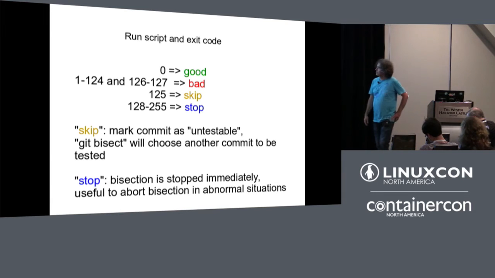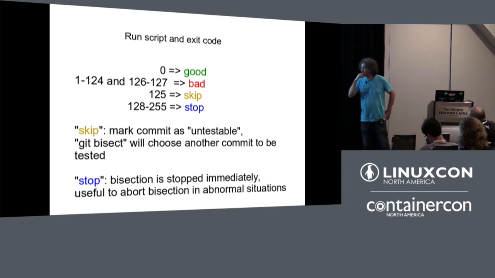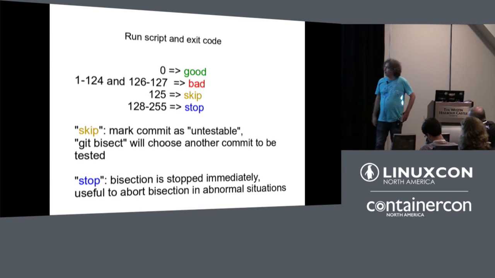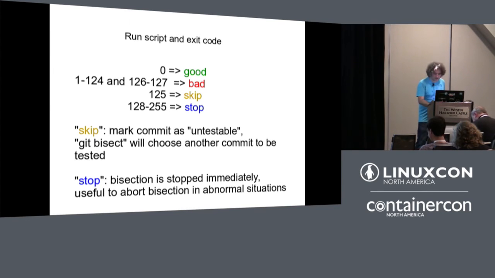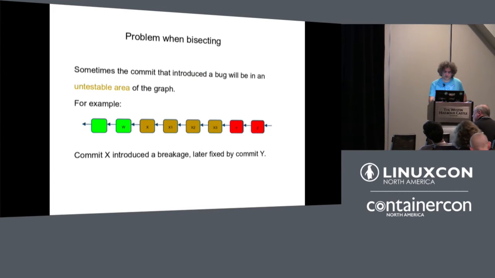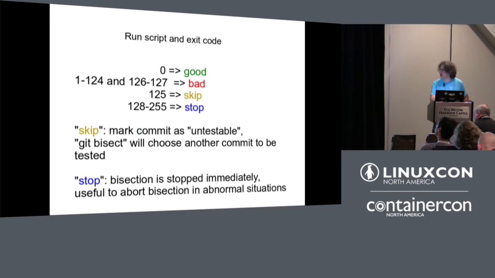And the other possible exit numbers are considered really bad, so that bisection should be stopped immediately. So why are those different kinds of exit code useful? Well, especially the skip one.